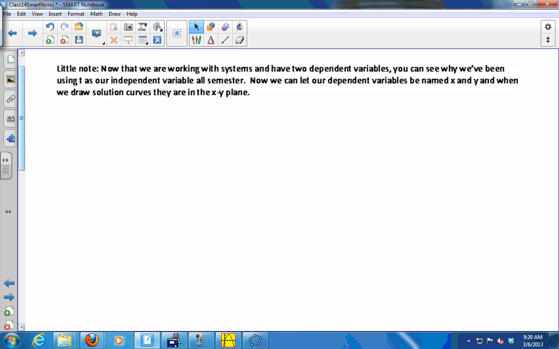All right, here's a little note. Now that we're working with systems that have two dependent variables, we can see in retrospect why we've been using t as the independent variable all semester. Because now that we have two dependent variables, we can call them x and y and let t be the independent variable. And when you plot solution curves, they're now in the xy plane. That's a small reason why we used t all semester, so that we wouldn't ever confuse whether x is independent or dependent.